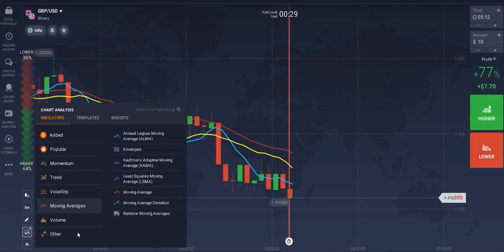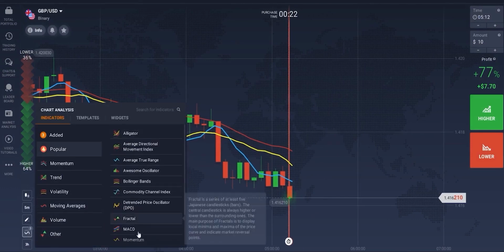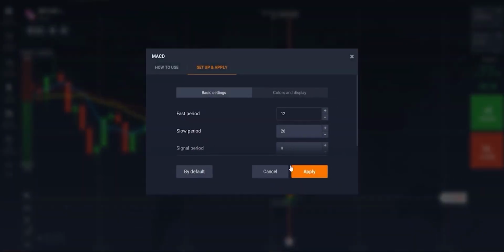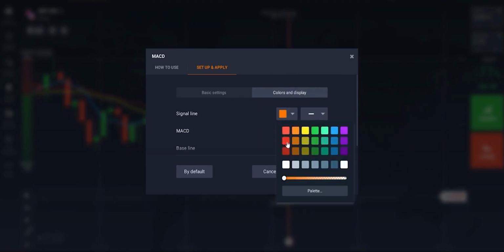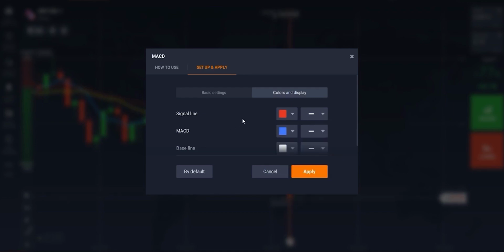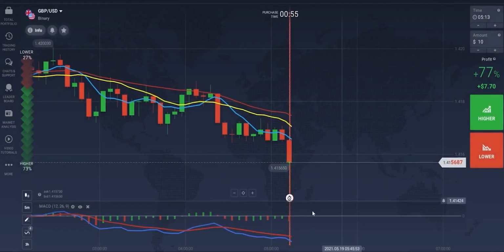Now we need to add a MACD oscillator, which we can also select from this section. We'll leave the MACD settings as default, and I'll increase the line thickness a bit so you can see it better. And also its signal line. I'll set its signal line to red so it's more noticeable. Alright, our MACD is now set up.